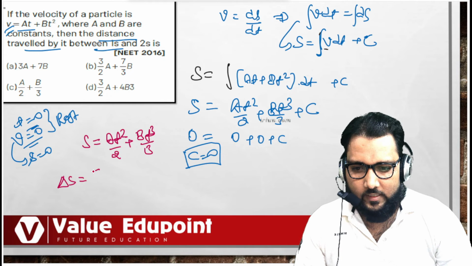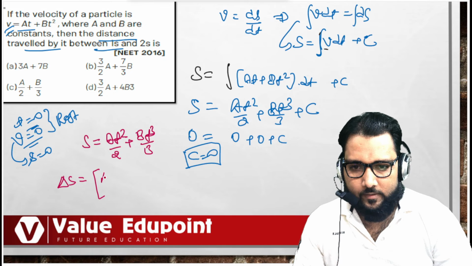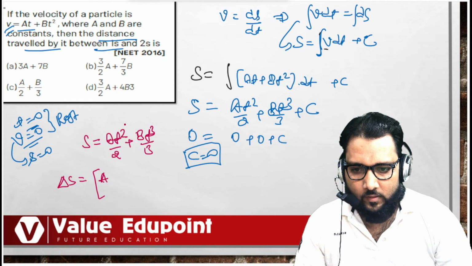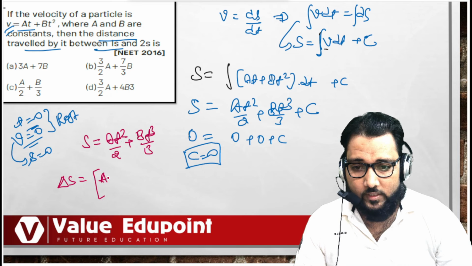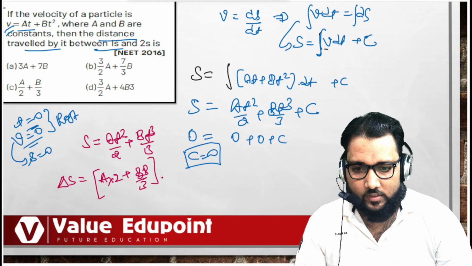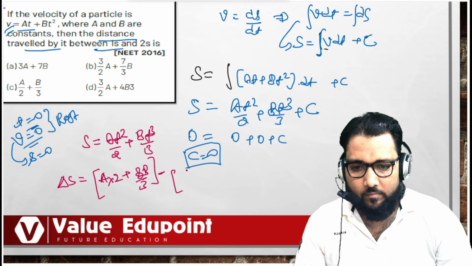First, put t equals 2 in this expression. Here A t square by 2, and when you put t equals 2 seconds, that is 4 A by 2, which comes out to be 2A, plus here 2 cube is 8, so 8B by 3. Minus, when you put 1, this will come out to be A by 2 plus B by 3.